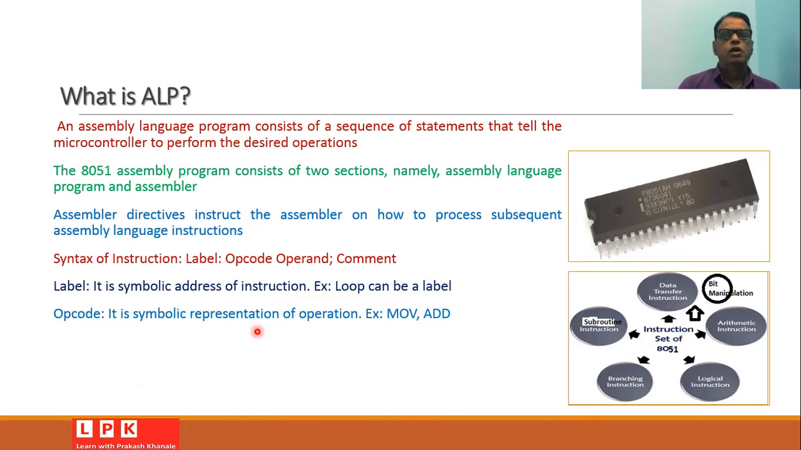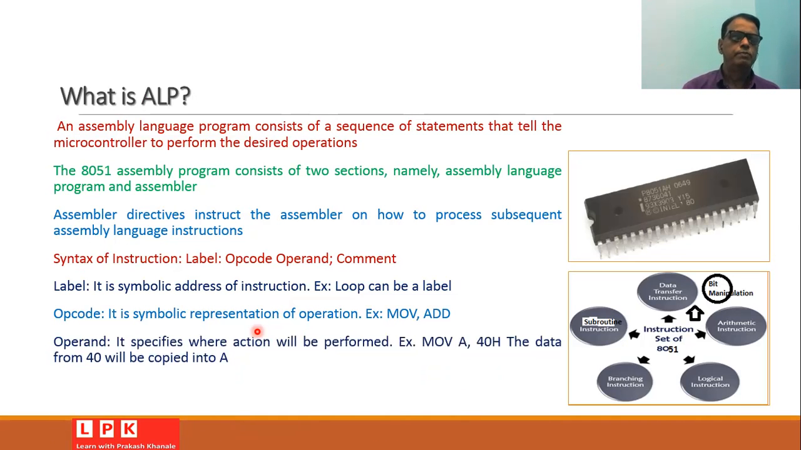Opcode is a symbolic representation of the operation. So we can make use of English words in the opcode, such as move, add, subtract. Such English words can be used for writing instructions as an opcode. Operand will specify where the action is to be performed. For example, when we write MOV A, #40H, then the data 40 hexadecimal will be copied into the accumulator.